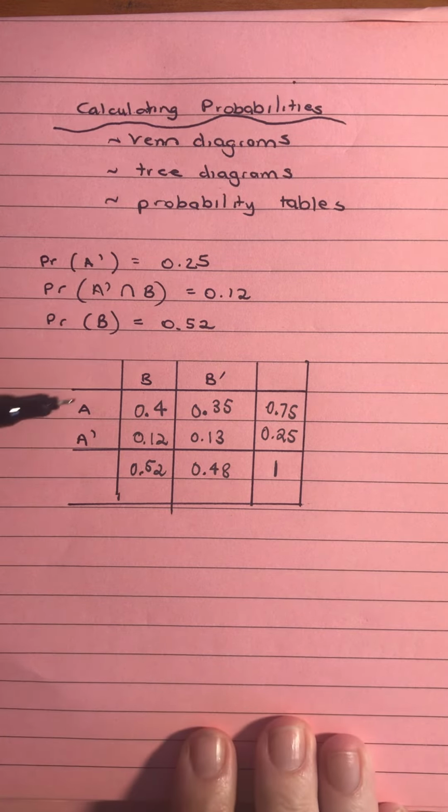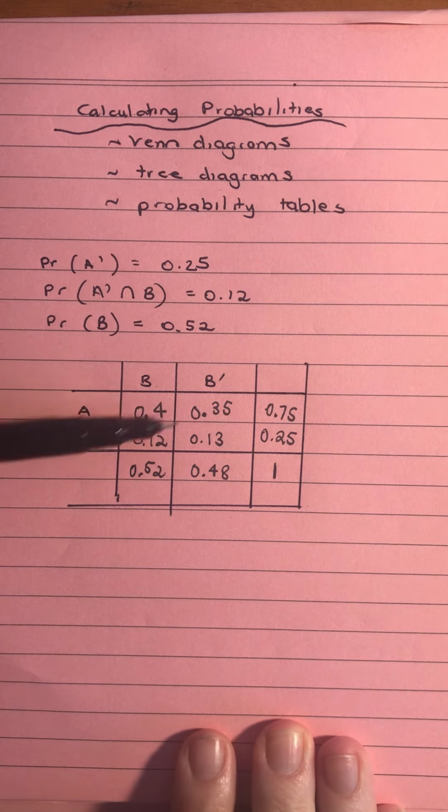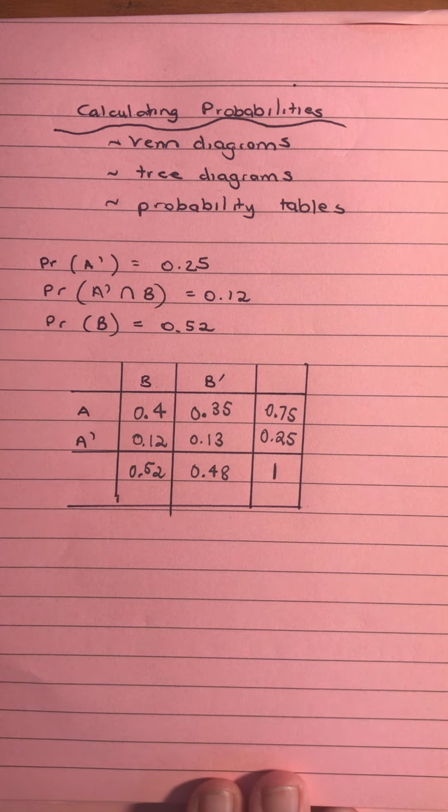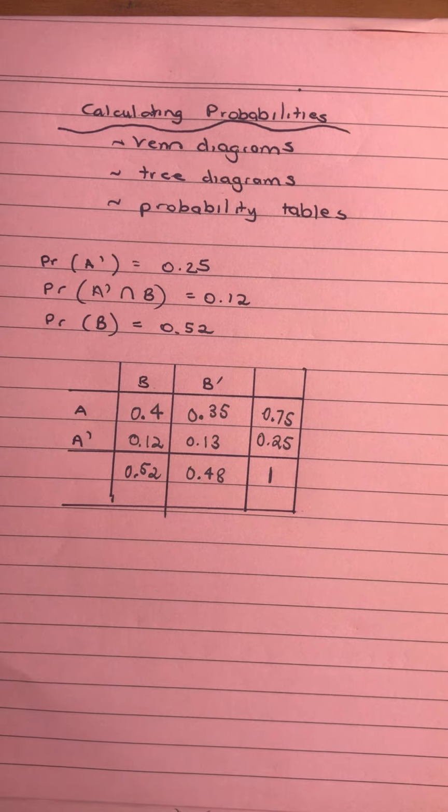Like if I want the probability of A and B, I can read that off the table. If I want the probability of A, I can read that off the table, etc. So once I've got that table completed, I'm then able to answer any question related to that. So I find setting up the two-way table is the easiest way to approach those questions.